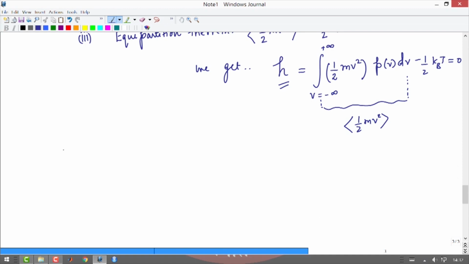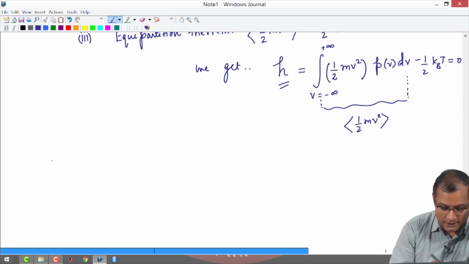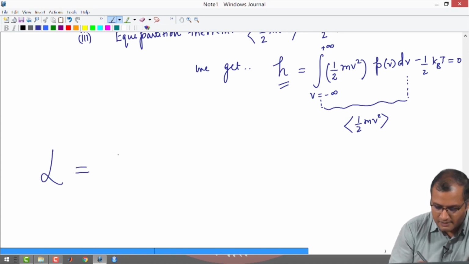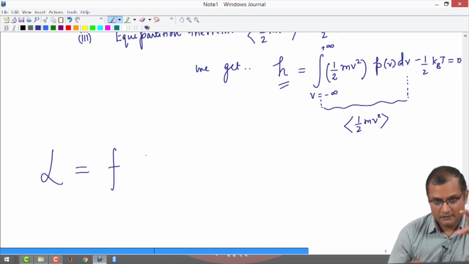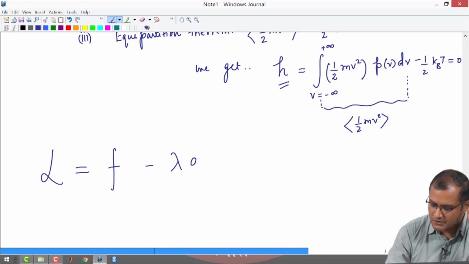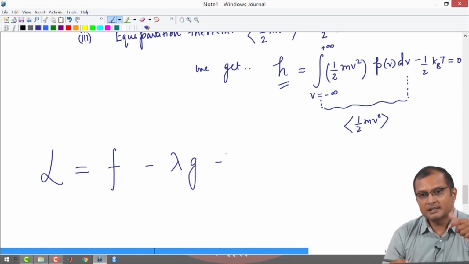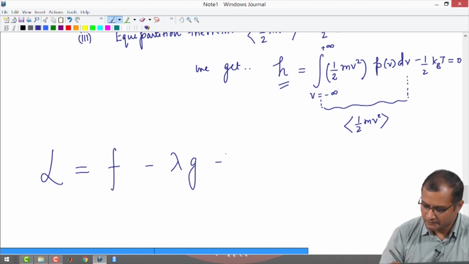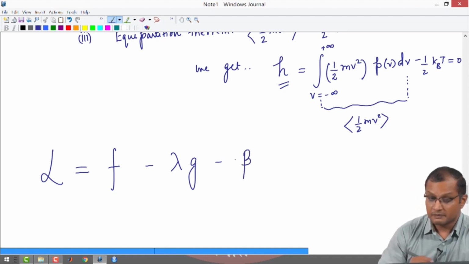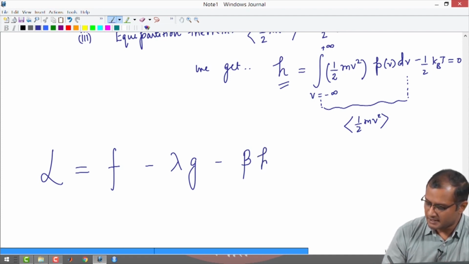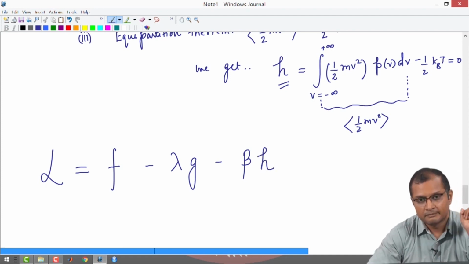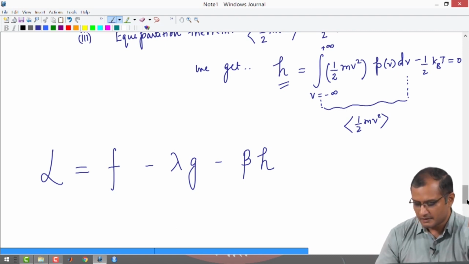So, the same maximization principle leads us to the following equation. Let us write down the following equation. I will write down our Lagrangian as function f, this f is the entropy, minus lambda times g, where lambda is the Lagrange multiplier corresponding to the constraint g, another Lagrange multiplier which is beta corresponding to the second constraint h. Let us write down what are these quantities.